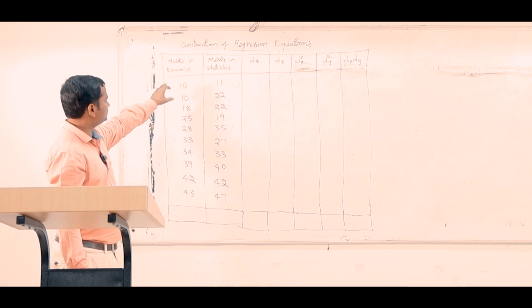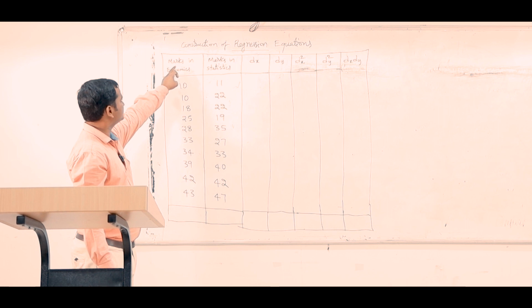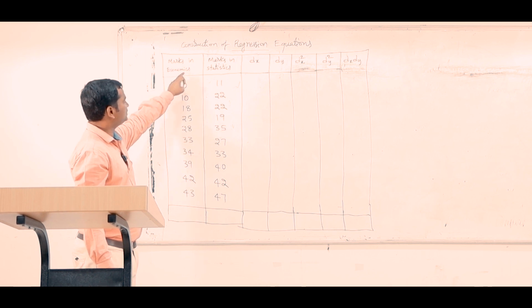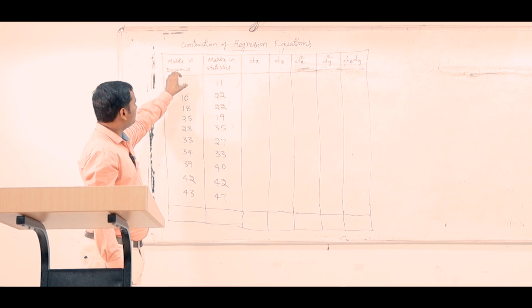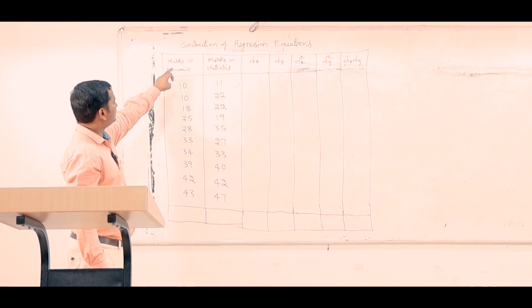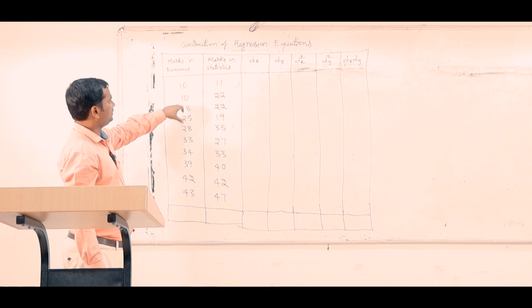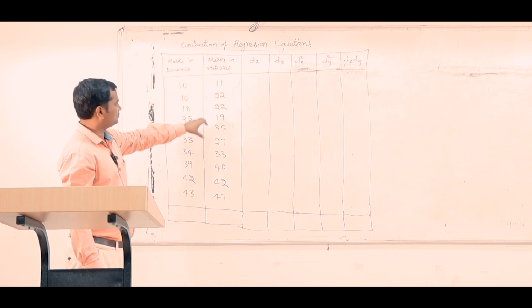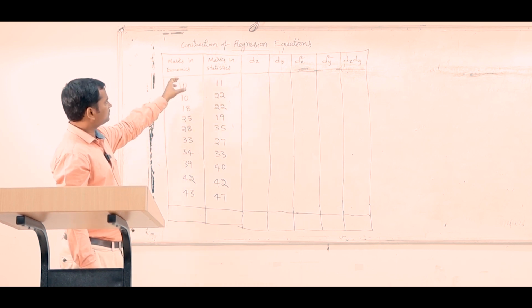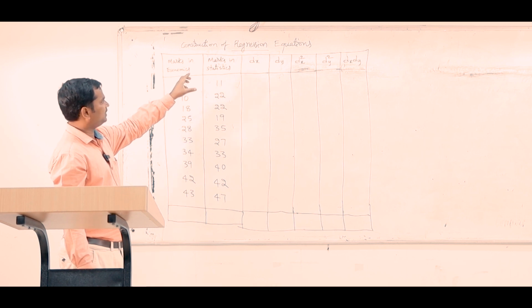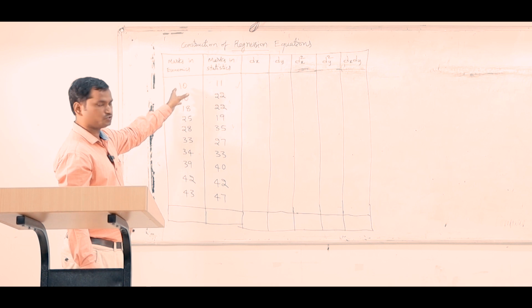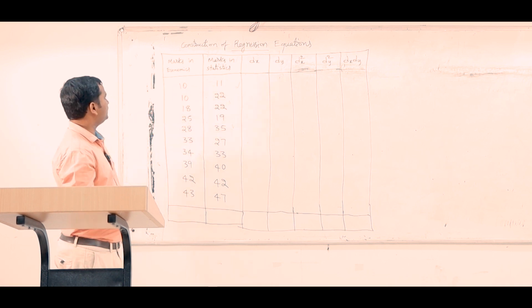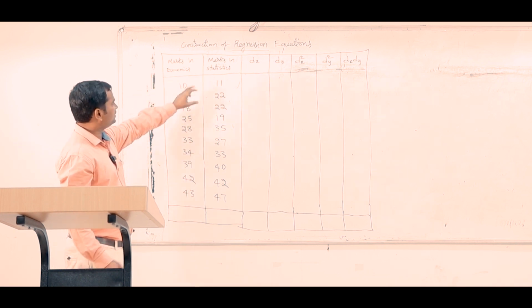Here in the question, they will give two variables. Here it is given marks in economics and marks in statistics. So in a particular test, marks in economics are given and marks in statistics are also given. With the help of regression analysis, you can study what type of relationship there is between these two subjects. So two variables will be given in the exam.